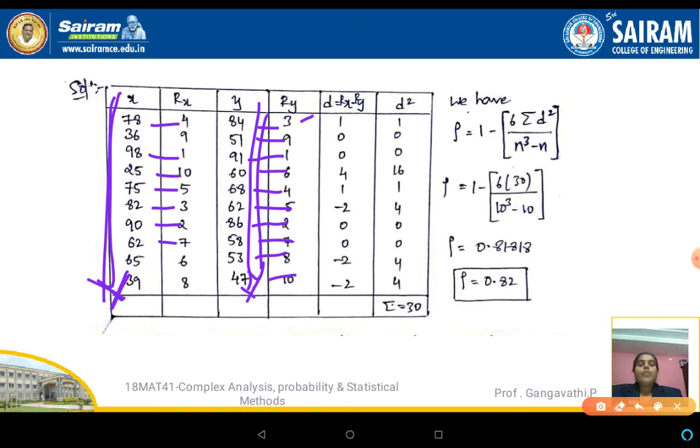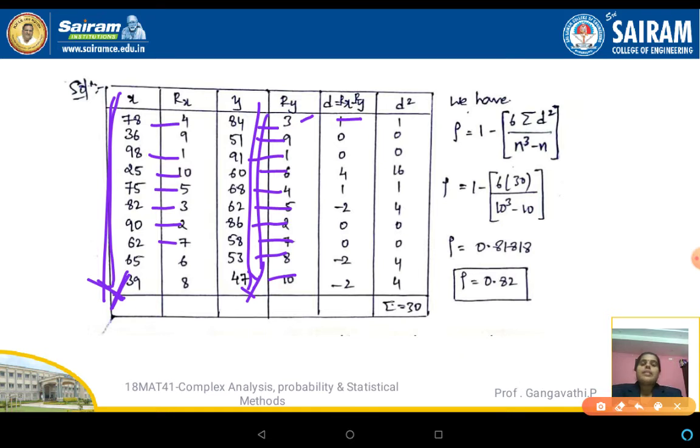So the ranks were not given to us, but the marks were given. So we have allotted the ranks: the topmost gets the first rank, and in decreasing order of marks, the rank increases. Keeping this in mind, we have allocated the ranks. Now let us find the difference in the rank, that is Rx minus Ry.